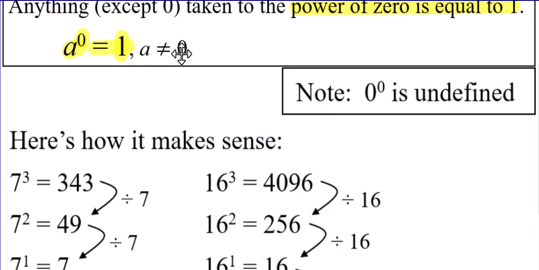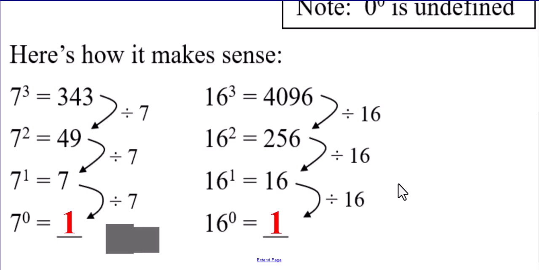Now, why is 0 to the 0 undefined? Why can't you take 0 to the 0 power? Well, here's the problem. If you would apply this pattern with the base being 0, you would be required to divide by 0, which you can't do. We talked about this, I think, earlier this year. Dividing by 0, you can't do it. There's no mathematical definition for it. So that's the problem with taking 0 to the 0 power.